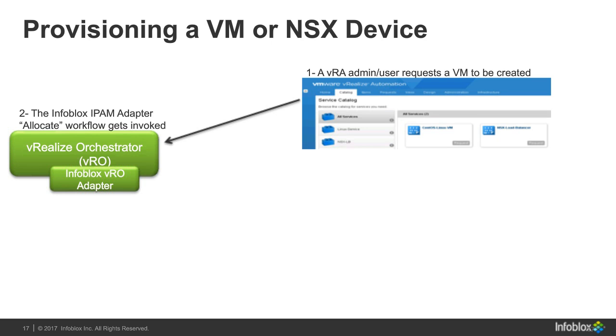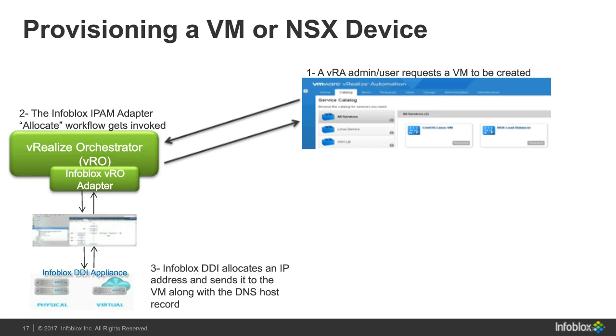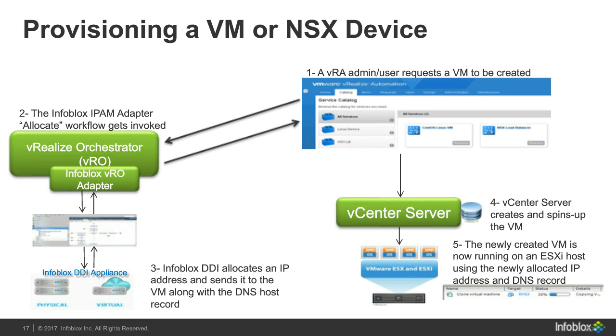As we see that again, the adapter is going to tie together with the VRO interface and the integration components behind this, and it's going to communicate back with Infoblox and assign an IP address and send that to the VM along with a host record, for example, in this example here. And then finally, it's going to go back to VRA, and I'm going to spin up my VM. And with this, my newly created VM is now running at an ESXi host using that newly allocated IP address and DNS record.